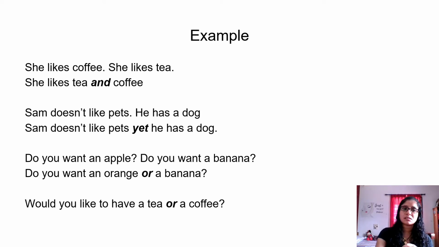Another example is: Sam doesn't like pets, he has a dog. So, Sam doesn't like pets, yet he has a dog. So it is a long sentence. It gives a flow to the sentence.